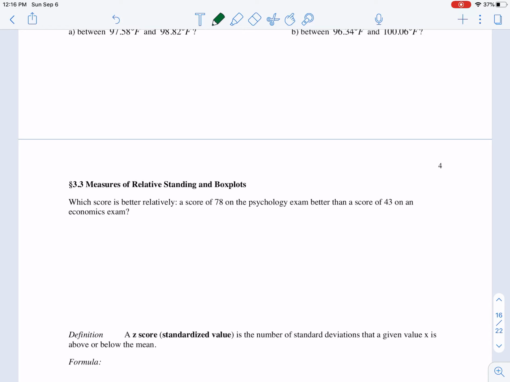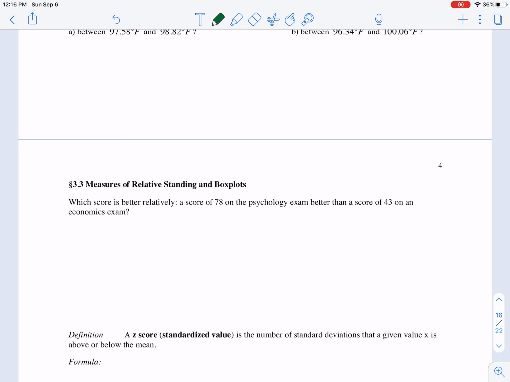We're still going to use standard deviation to help with this new concept, or this new computation of z-score, or just relative standing. That's another word for it. And box plot is another chart that we use to describe or compare two data sets as well. So there are a few more things that we need to discuss in this chapter 3.